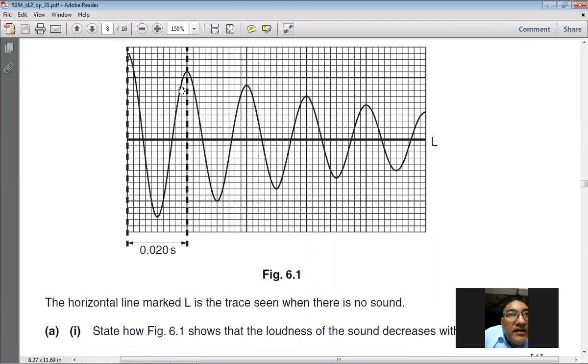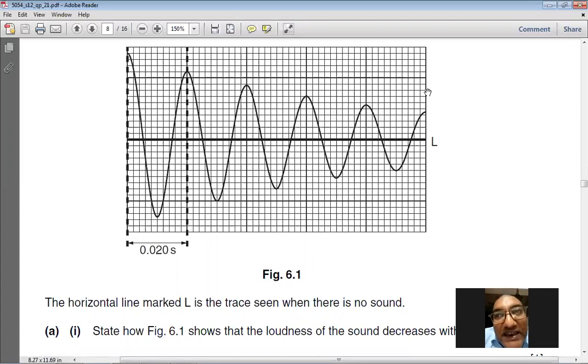So here the wave is completed. It took 0.020 seconds. The next wave also took the same time period. The next wave also took the same time period, and so did the next ones. So one very interesting thing before we go into the questions is that the time period of these waves is not changing. They all have the same time period. But one very interesting thing clearly visible is that their amplitude is gradually decreasing.